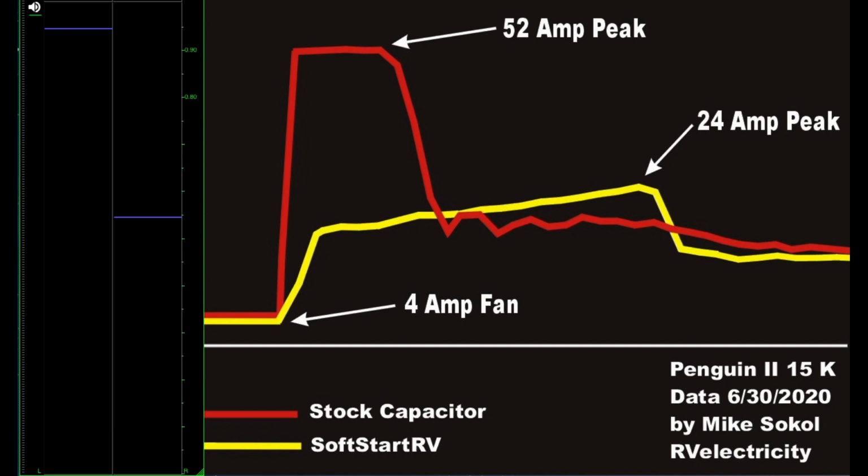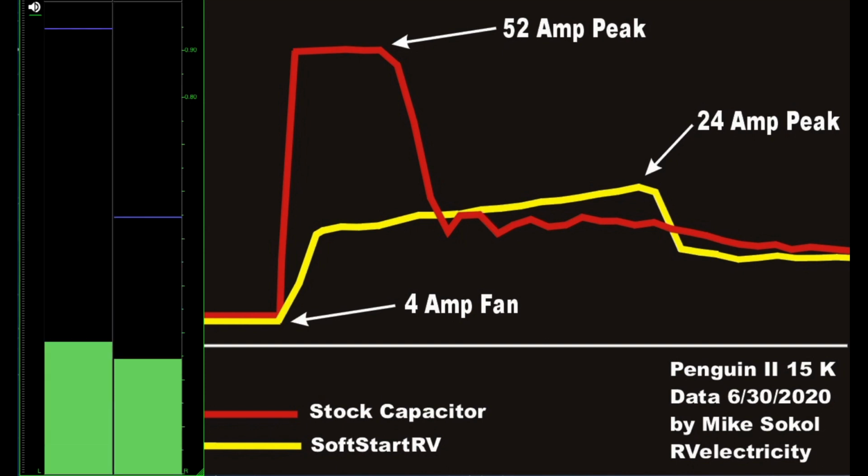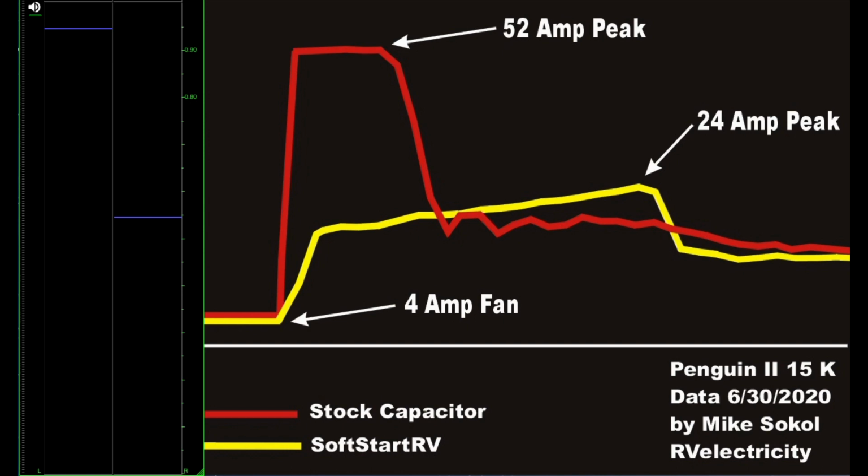This is a video showing the peak currents comparing a stock capacitor in a Dometic Penguin 2 air conditioner with the SoftStartRV modification. The left graph shows you the peak current from the stock capacitor. The right graph meter is going to show us the peak current after the SoftStartRV modification. Let's take a quick look. A little too fast to see, isn't it?